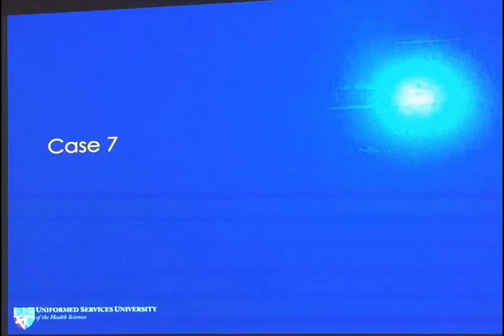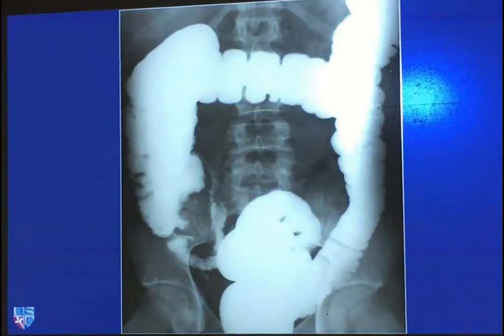All right. Case number 7. Back to the GI system. I'm an abdominal imager. So the contrast was injected through the rectum. We filled the whole rectum and colon backwards to the level of the cecum. And ideally, we filled up the terminal ileum and appendix.